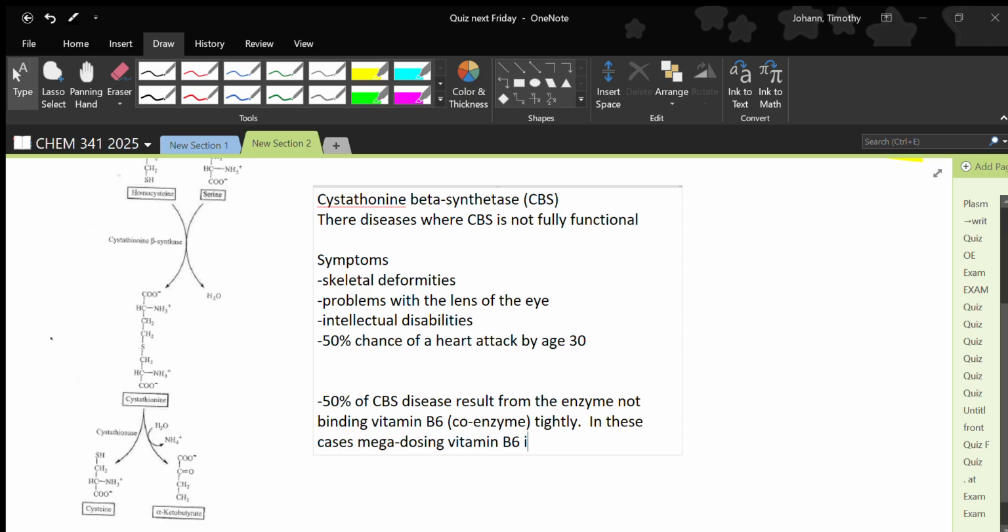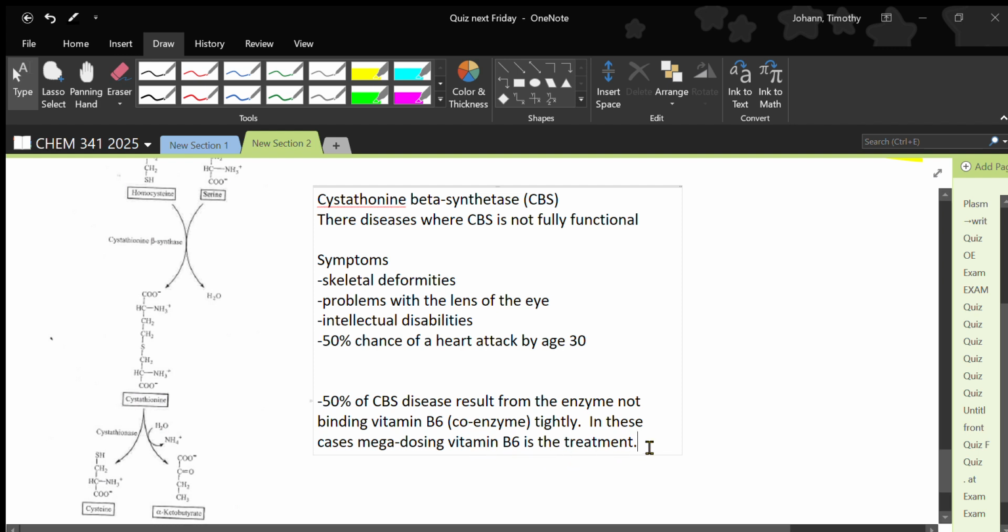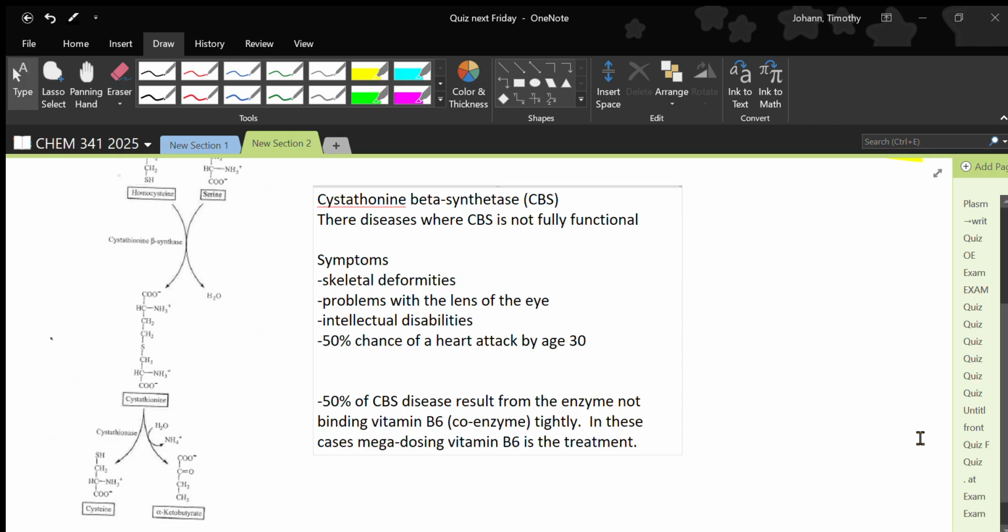But can't you have too much? You could have too much vitamin B6, and I don't know where the difference is between what level you'd have to mega dose and what level is toxic. But in this case they actually do mega dose vitamin B6, so it's either below the point where it's toxic, or they decide this is worse than the toxicity: the heart attacks by age 30 and the other things are worse than whatever the toxicity of vitamin B6 is.